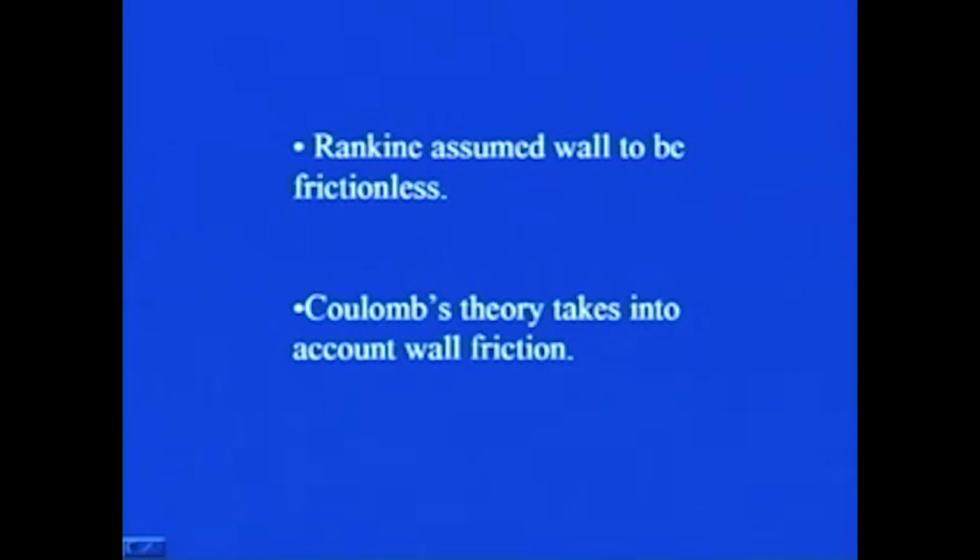As in the case of active earth pressure, in this case also Coulomb's theory takes into account the wall friction. However, it was not there in Rankine's earth pressure theory. As I have already told you in previous lectures, no wall is perfectly smooth, some friction or other will be present. So, that makes Coulomb's theory more advantageous over Rankine's earth pressure theory.